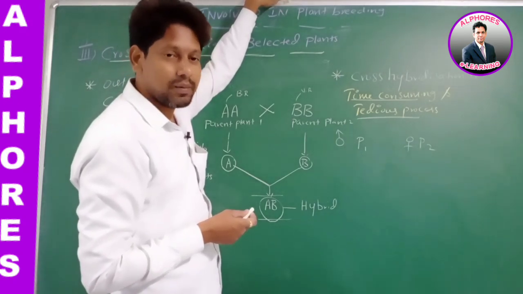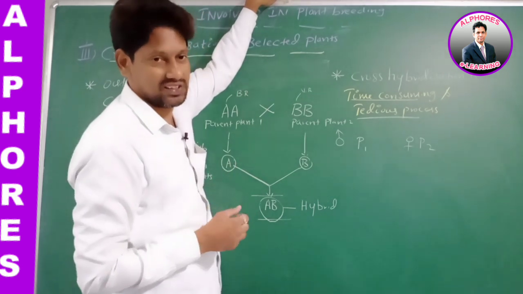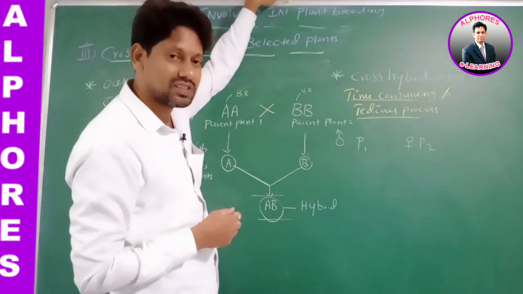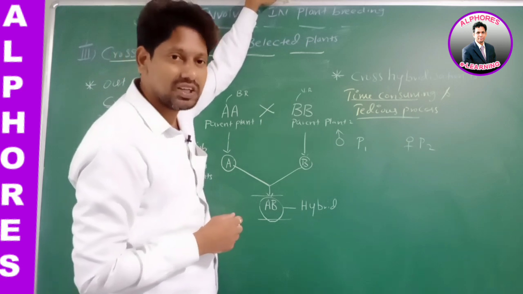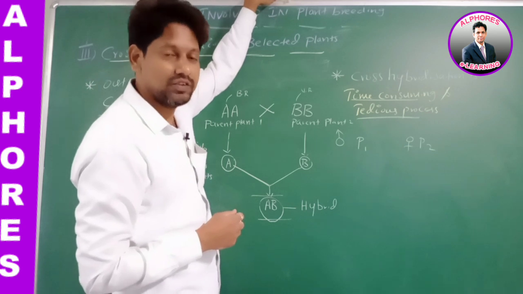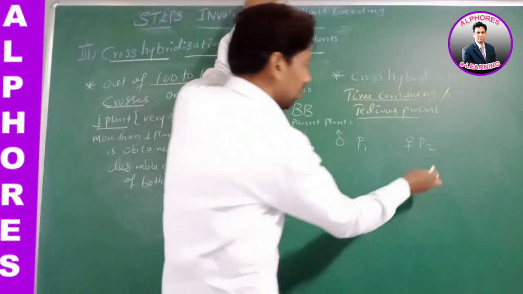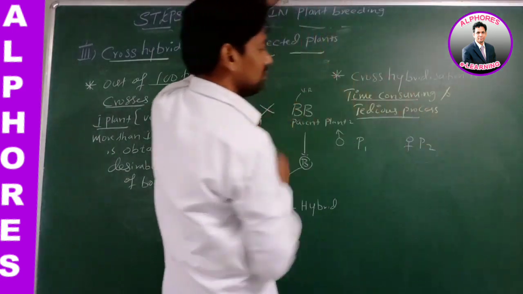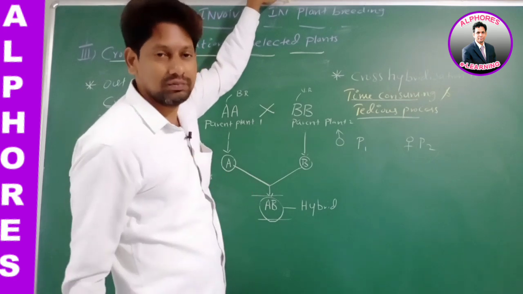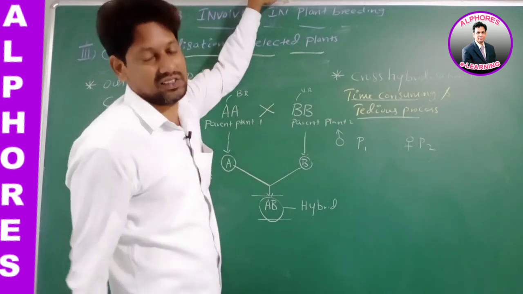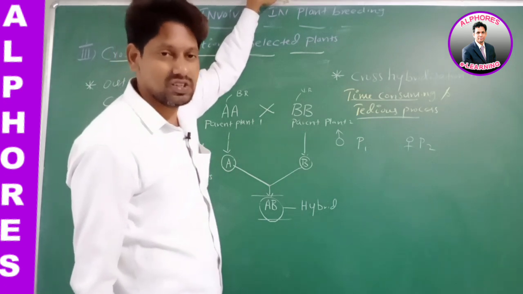Sir, in emasculation, what are we doing? We are removing anthers. From which flower? Bisexual flower. In which condition? Bud condition. From which parent? From the female parent. Therefore, from the female parent, when the flower is in bud condition, we are removing anthers. What is that process called? Emasculation process. Is this statement okay?